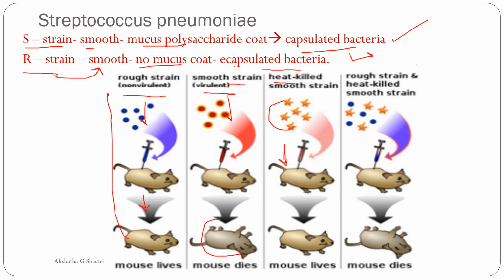And in the last case, the rough strain was mixed with the heat killed smooth strain, and he injected the mixture into the mouse, and finally he found that the mouse died. This heat killed S strain, when mixed with the R strain and injected into the mice, developed pneumonia. As a result of this, the mouse dies. And he recovered the S strain, that is, S strain bacteria were found in the dead mice.